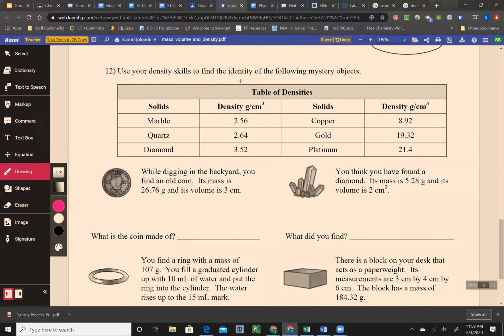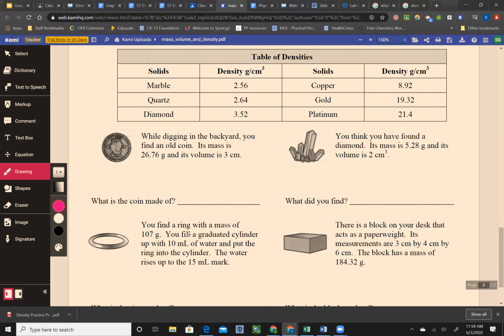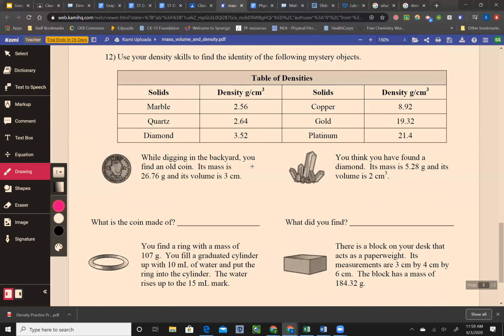So use your density skills to find the identity of the following mystery objects. So marble, quartz, and diamond have these densities. Copper, gold, and platinum have these densities. So now you have these 6 items. So while digging in the backyard, you find an old coin. Its mass is 26.7 grams. Sorry. And the volume is 3. Once you find the density, you compare up here, and we'll find out what that dime is made of, whether it's marble, diamond, quartz, copper, gold, or platinum.